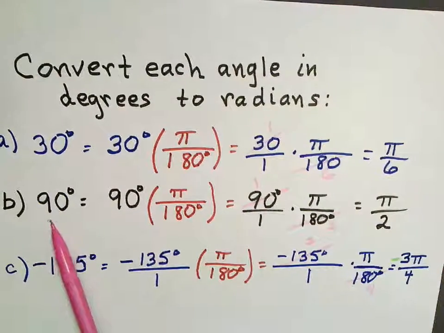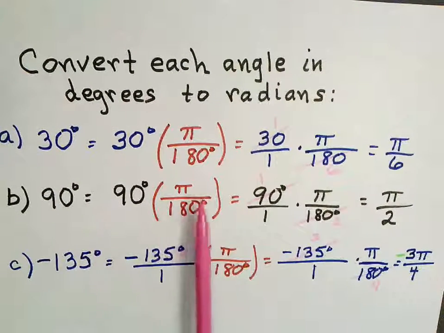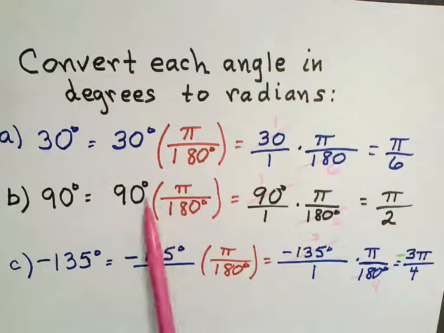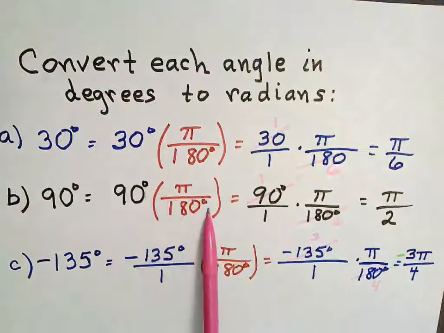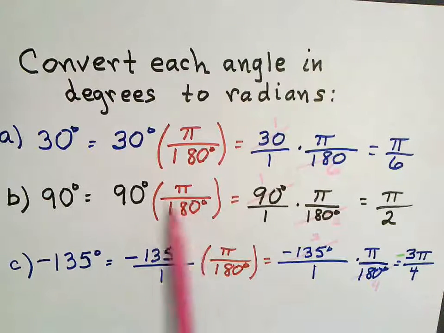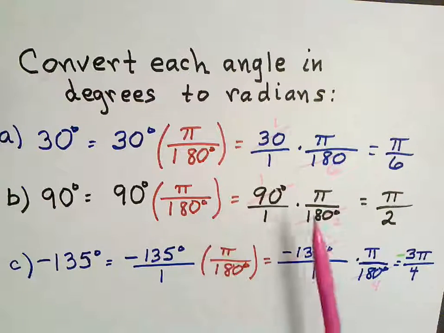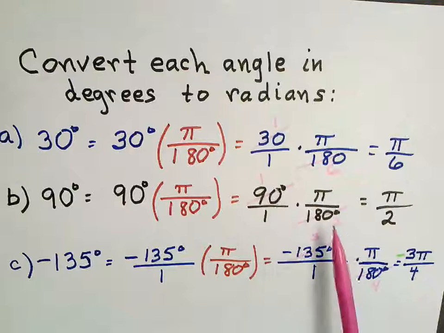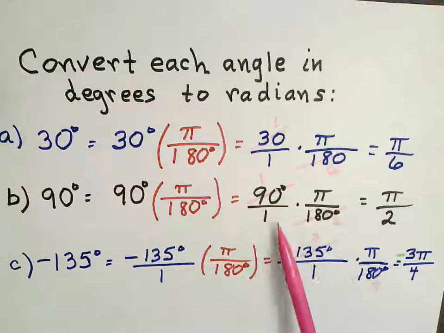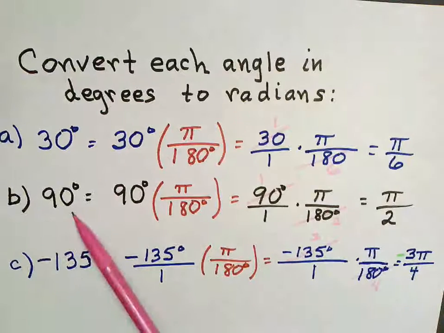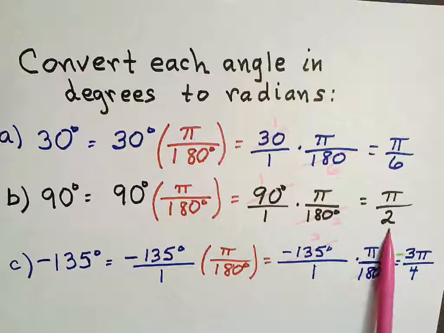For 90 degrees, we multiply by our conversion factor for changing degrees into radians, pi over 180 degrees. Degree units cancel out. We're left with just a real number, which is a radian. 90 goes into 90 once. 90 goes into 180 twice. 1 times pi, pi. 1 times 2, 2. So 90 degrees is equal to pi over 2 radians.